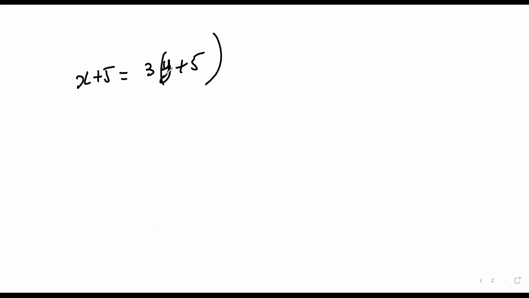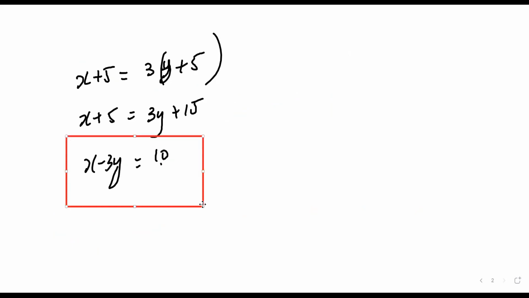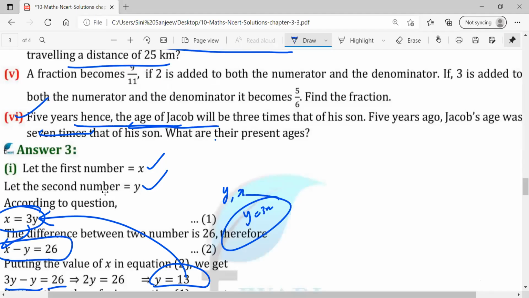Don't forget to put the bracket. 3 into Y plus 5. Clear? So X plus 5 is equal to 3Y plus 15. So X minus 3Y is equal to 10. This will be my first equation. This is the logic I'll be using here. So the first part is over.